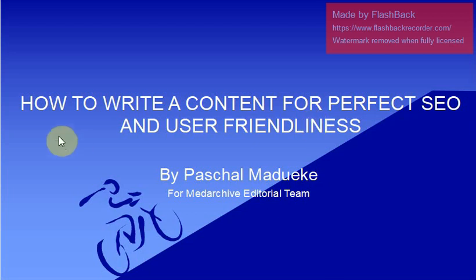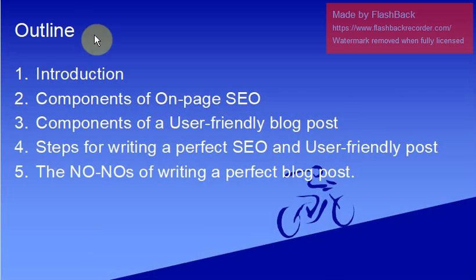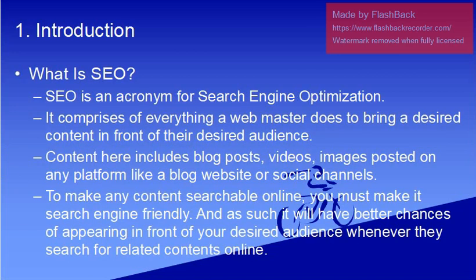So for this tutorial, we are going to use this outline. The first thing we are going to talk about is the introduction. The second is the components of on-page SEO, components of a user-friendly post, steps for writing a perfect SEO and user-friendly post, and then the no-nos of writing a perfect blog post. I call them the no-nos. That means things you must avoid if you want to write a perfect blog post. So now let's get started.